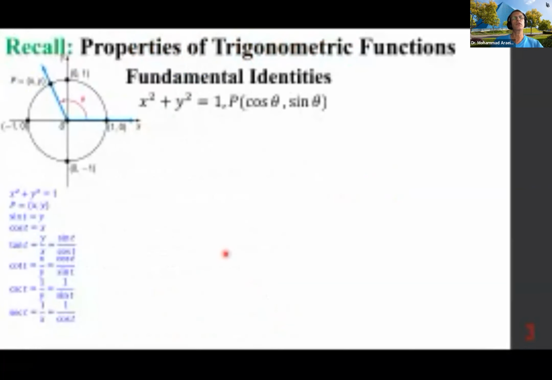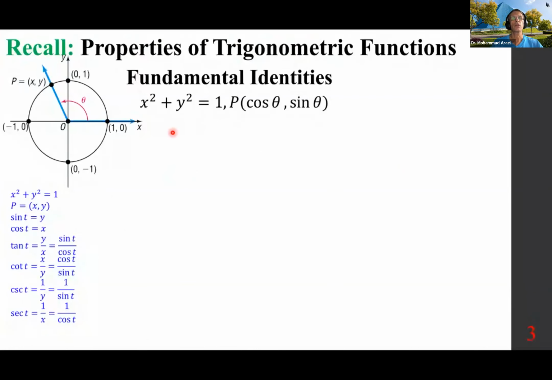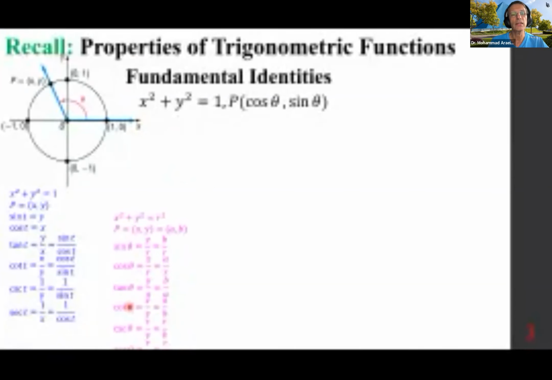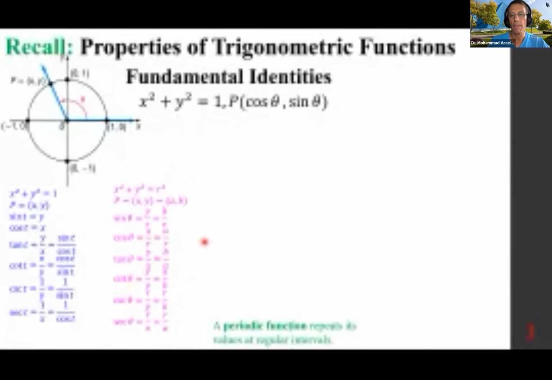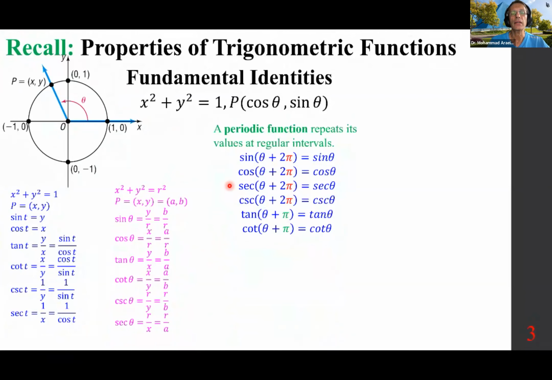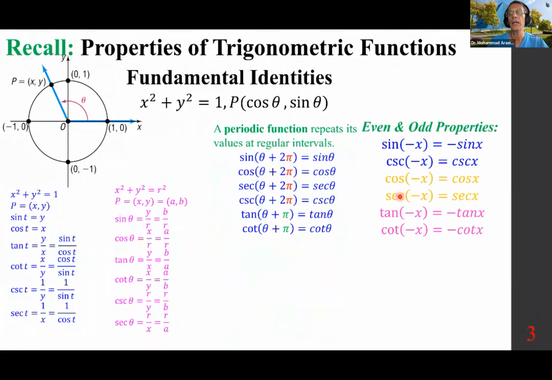And so again, refreshing everyone's memory about what we have seen, the unit circle and the fact that every point with coordinates x, y is represented as cosine for x, sine for y. Here are the identities that you've seen. And the fact that all trigonometric functions are periodic with the period of 2 pi, tangent and cotangent with the period of pi. They are all odd functions with the exception of cosine and therefore secant.